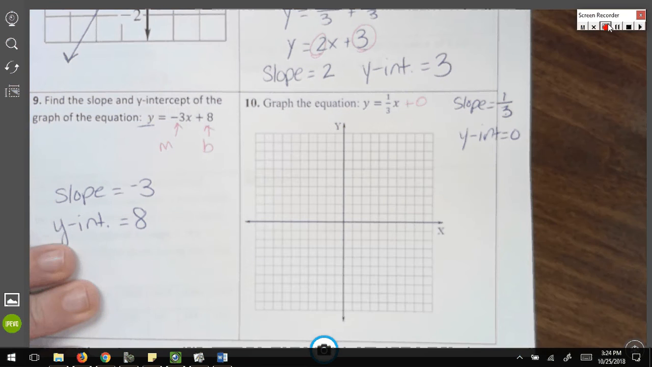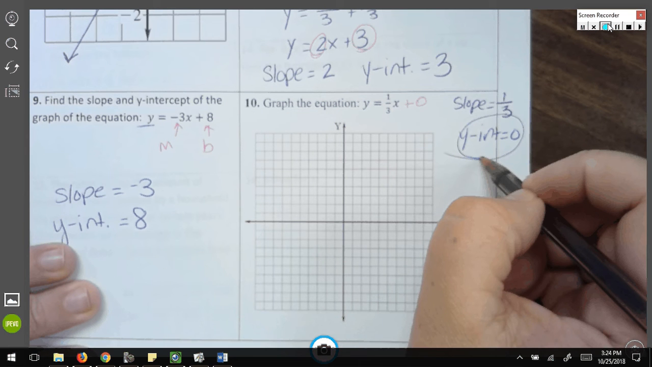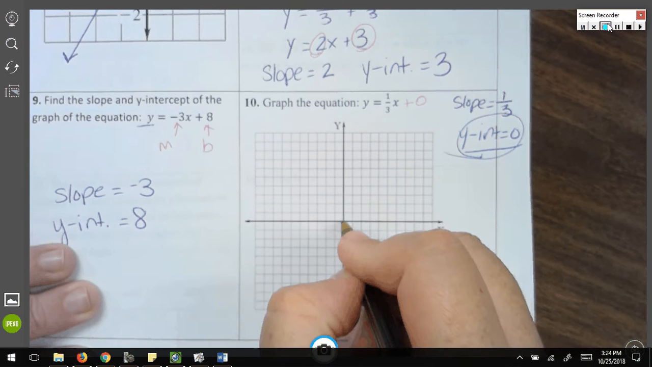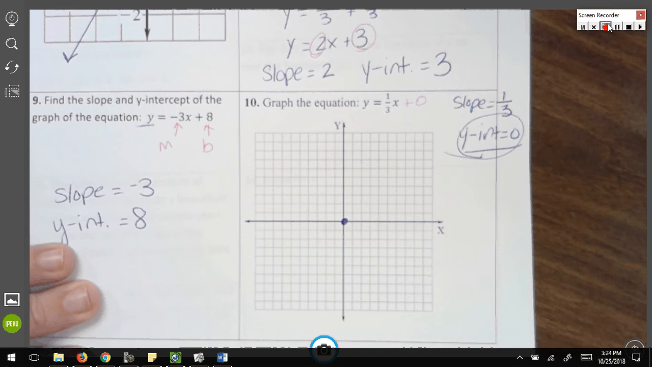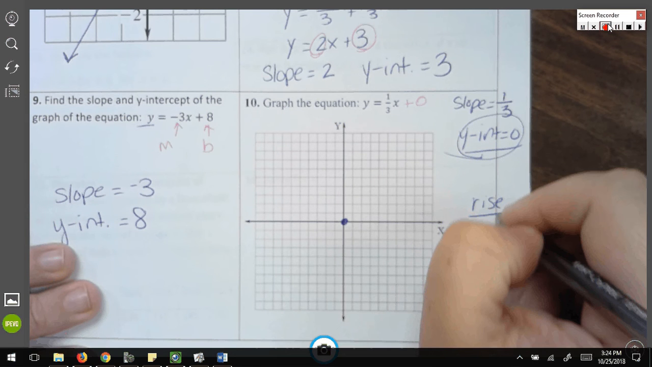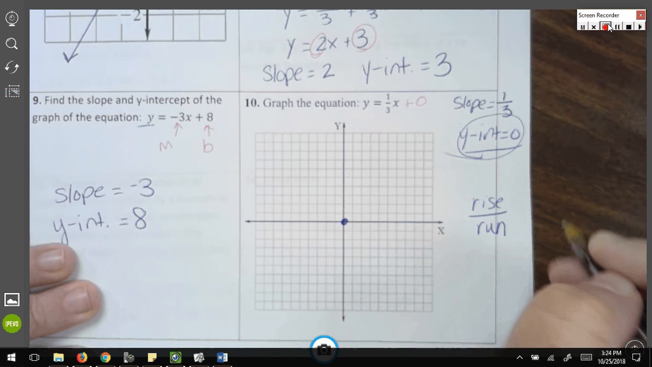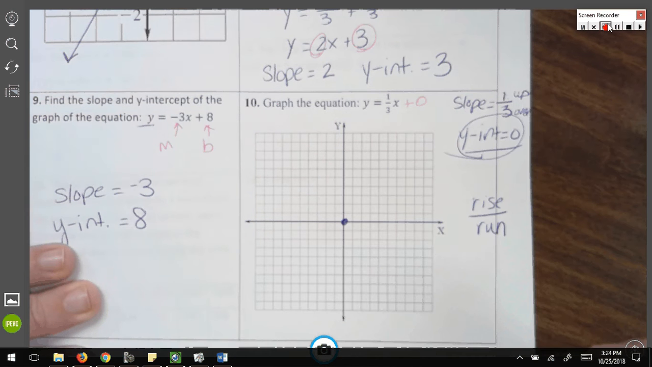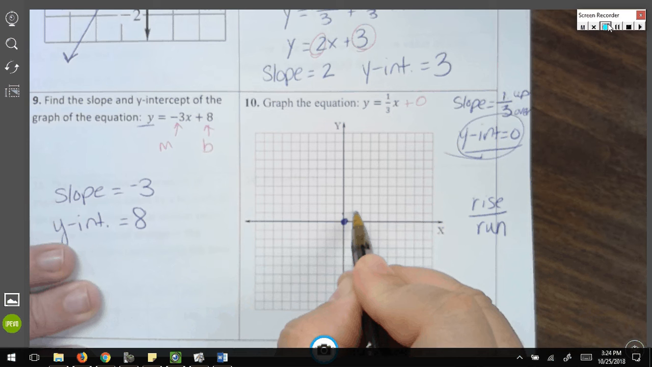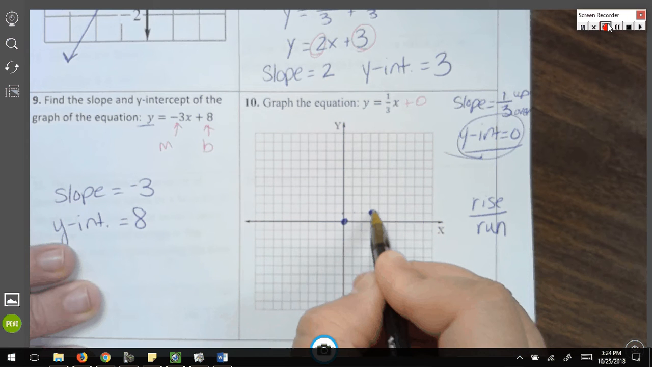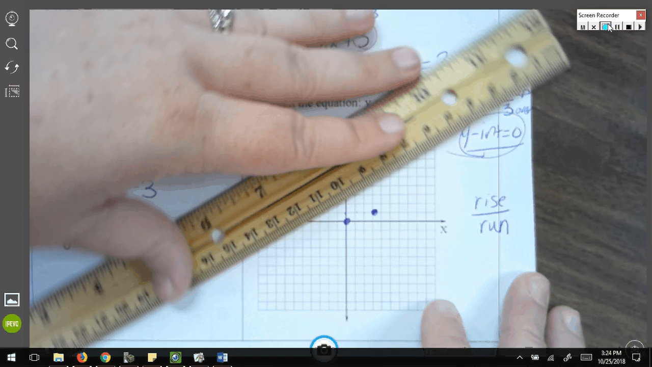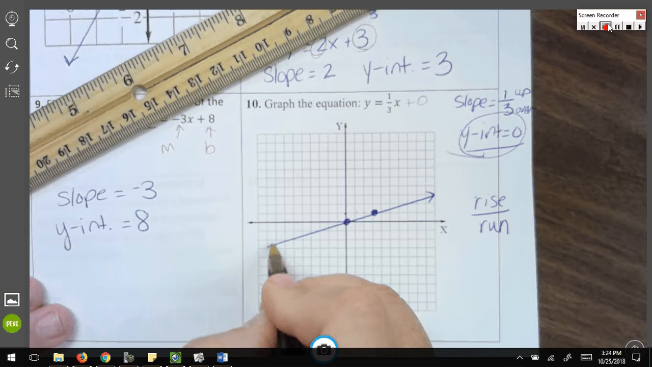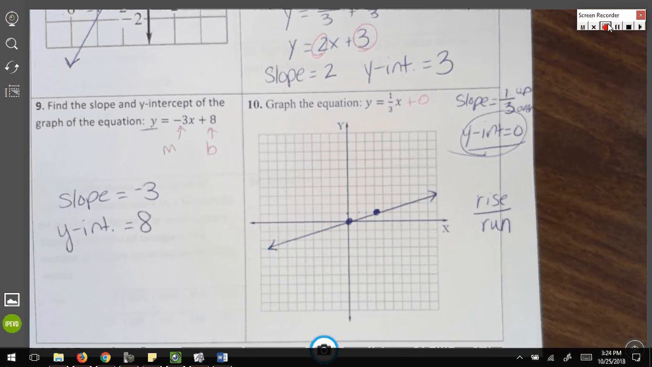So when I'm in this form, the easiest thing for me to do is to first plot the y-intercept and then apply the slope. So y-intercept of 0 means I start at 0. Slope of 1/3, remember if I'm rise over run, that means I'm going to go up 1 and over 3. So up 1 and over 1, 2, 3. Okay, you only need 2 points for the line. That is perfect. And that line is graphed.